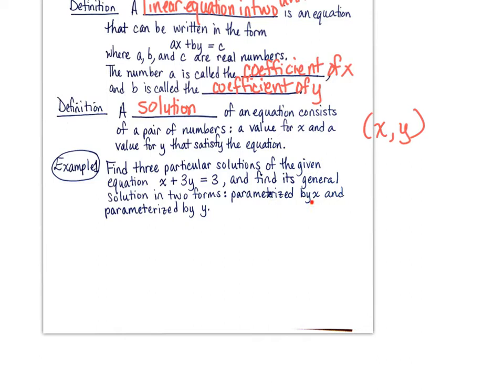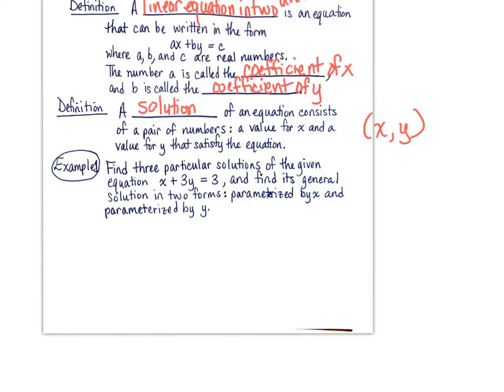Parameterized by x just means you have a solution. Remember, your solution is a pair. But whenever we say it's parameterized by x, we just mean everything here is in terms of x. So even y would be in terms of x. I'll write this out whenever we write the solutions for this problem. Parameterized by y means your solution is in terms of what variable? Y. Okay, very good.